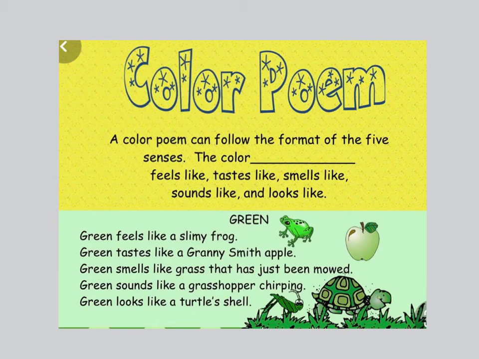Hi boys and girls, we're going to work on another poem today. This poem is called a color poem. A color poem can follow the format of the 5 senses. So the color blank, that's where you'd fill in your color, feels like, tastes like, smells like, sounds like, and looks like. For example, the color green.